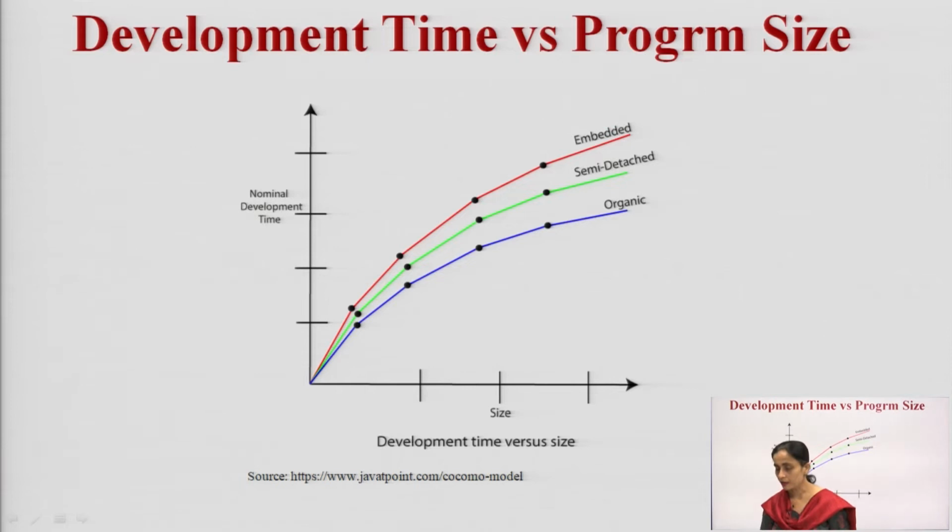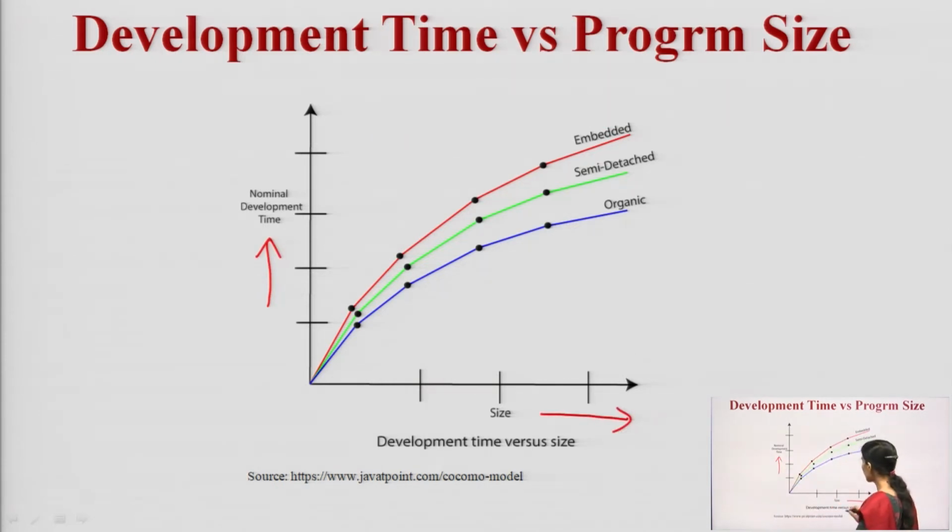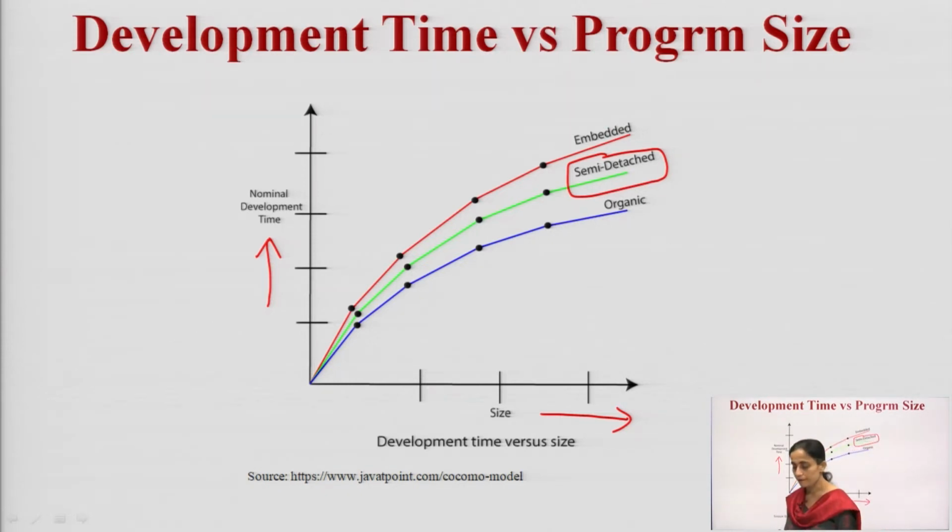If we plot the development time versus program size, this is my nominal development time taken on the y axis, and this is the size of the program taken on the x axis. With an increase in size, the development time also increases, and after some time it becomes constant. For the organic model it is shown by the blue line, the green one shows the semi-detached model, and the red one plots the embedded model.